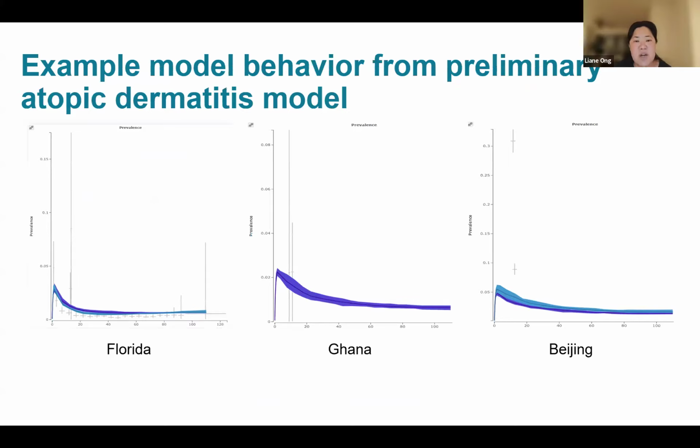Here's an example of model behavior from a preliminary atopic dermatitis model in 3 separate locations. On the left is Florida, in the middle is Ghana, and on the right is Beijing. The crosses here represent the data sources we have, and then the blue lines represent the model estimates. What we'll do is evaluate how well the model estimates are fitting the data, what that age pattern looks like, and any geographic variation that exists between countries.